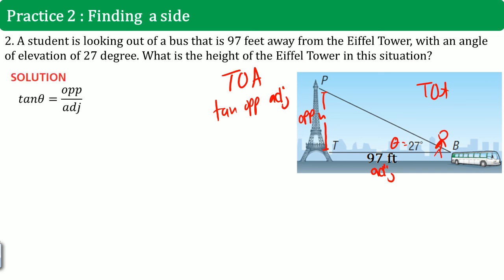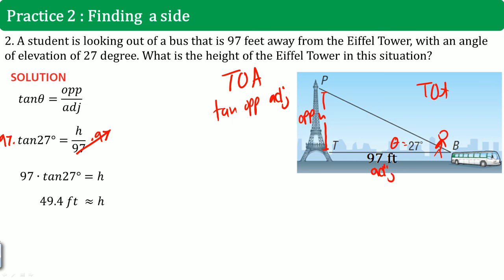Plug it in. I get tan theta is equal to opposite over adjacent. I know that my angle is 27. My opposite, I don't know, it's H, and my adjacent is 97. Multiply 97 to both sides because, again, that's divide by 97. So multiply by 97 to both sides. H is equal to 97 times tan 27. H is roughly 49.4 feet high.